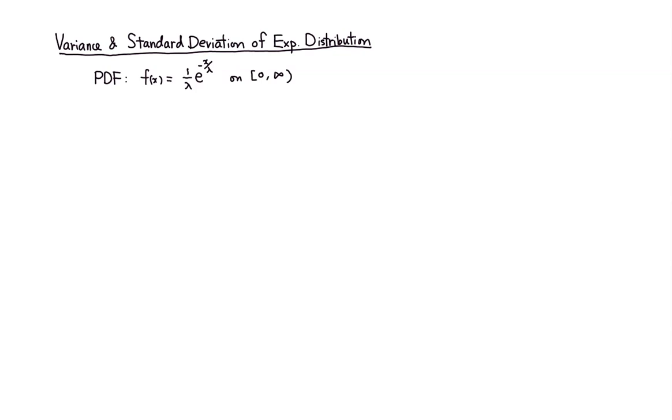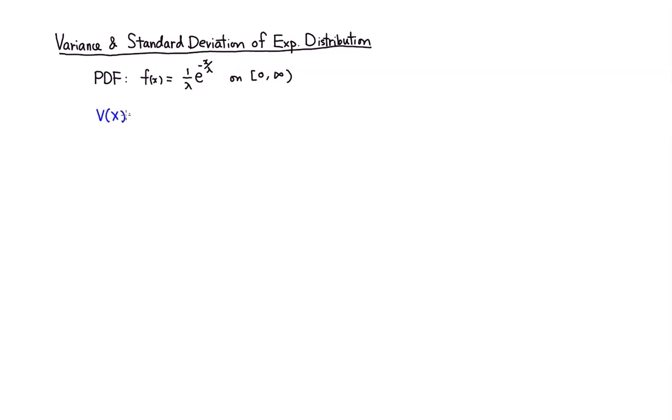All right, let's look at the variance and the standard deviation of the exponential distribution. So here's the exponential probability density function. Let's find the variance.